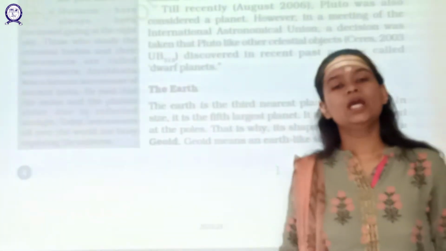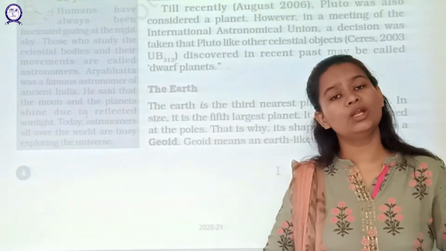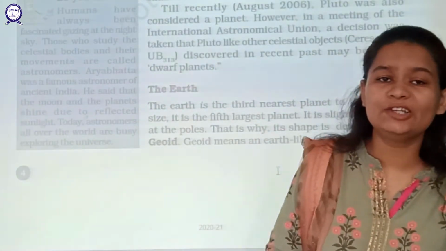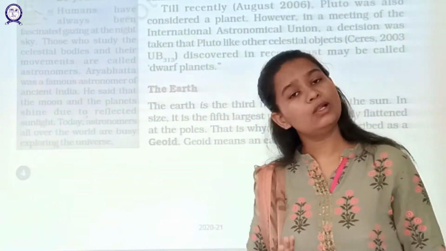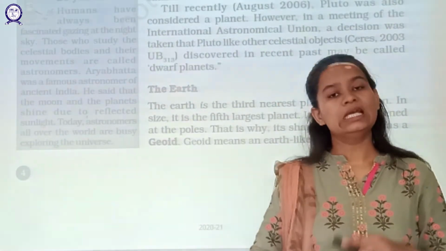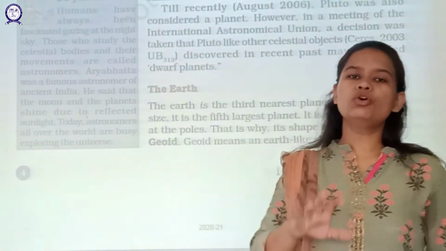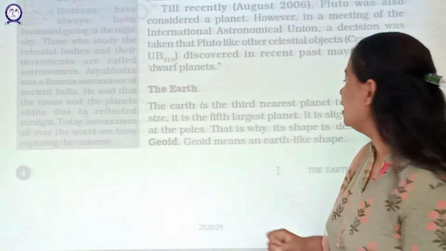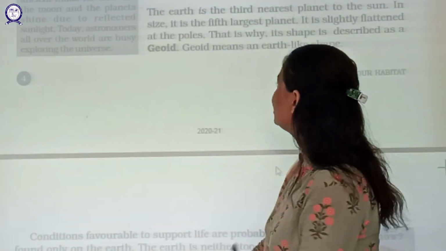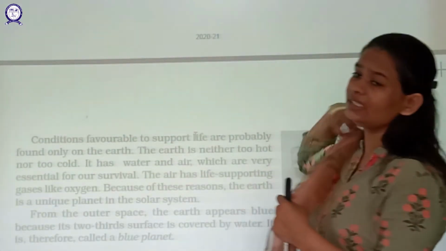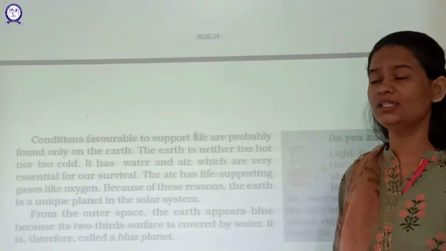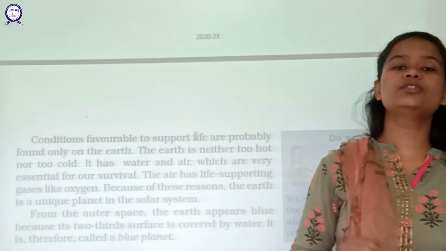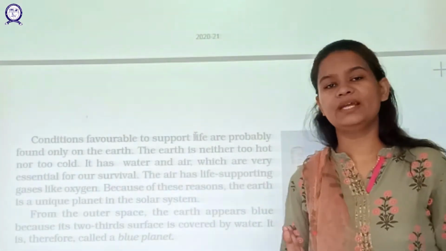Now you will ask why? What is the reason why life exists only on Earth and not on any other planet? This is because all those conditions which are required for the survival of human beings, like oxygen, like availability of water, are present only on the planet Earth and not on any other planet. And one more thing related to the Earth: Earth is geoid in shape, spherical in shape, and Earth is also called the blue planet.